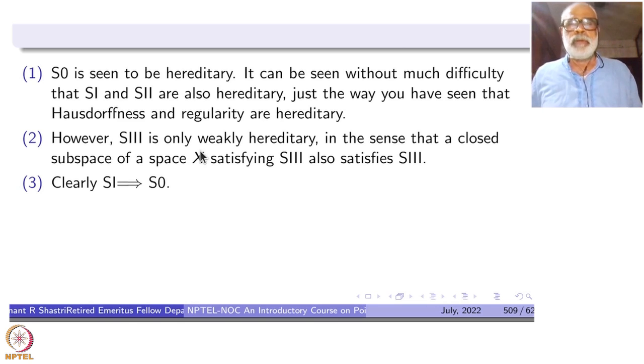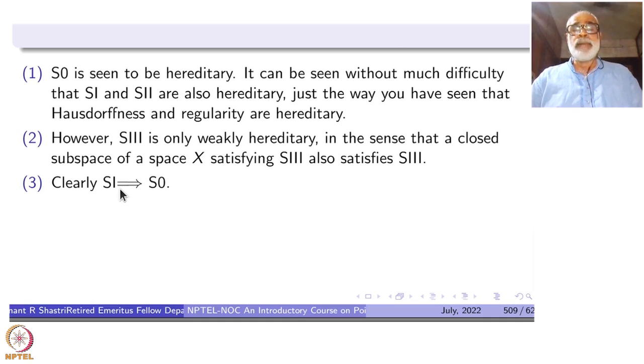Exactly the same reason. But it is weakly hereditary in the sense that a closed subspace of an S3 space will be S3. Starting with a closed subspace and then taking closed subsets inside that, they will be closed in the original space also. Then if you take a separation in the original space, you can restrict it to the subspace, then you are done. So that is the proof that it is weakly hereditary.